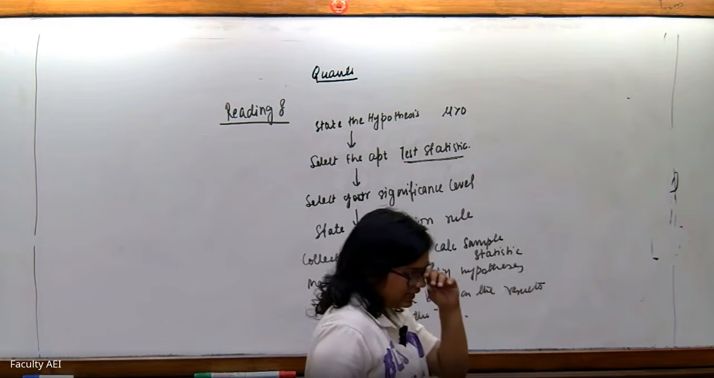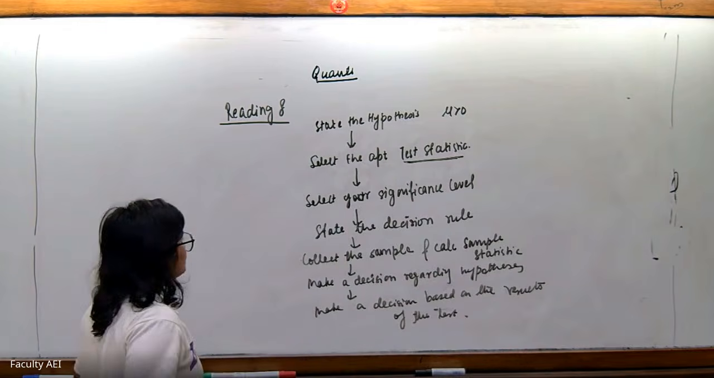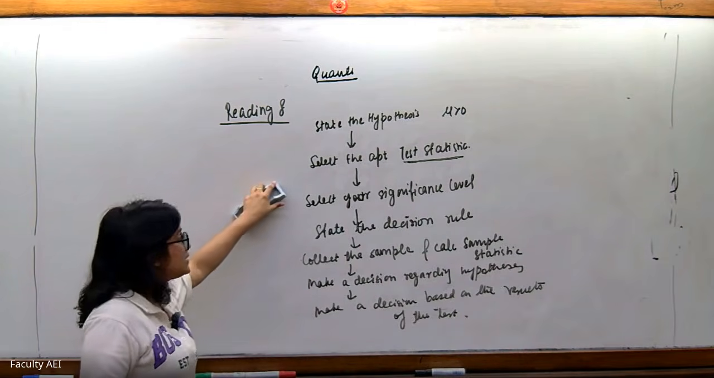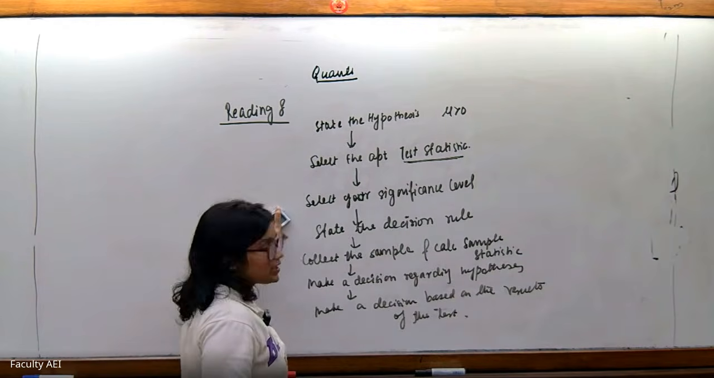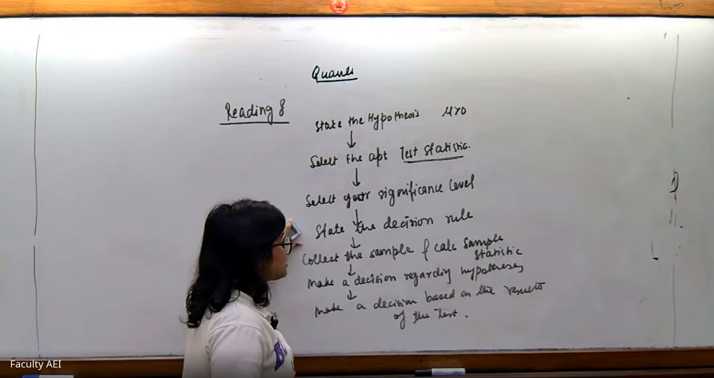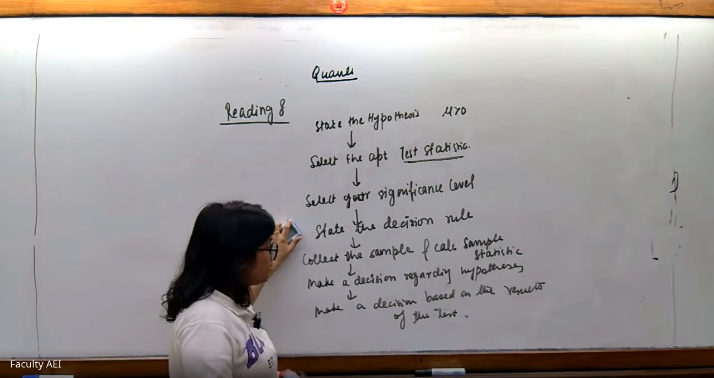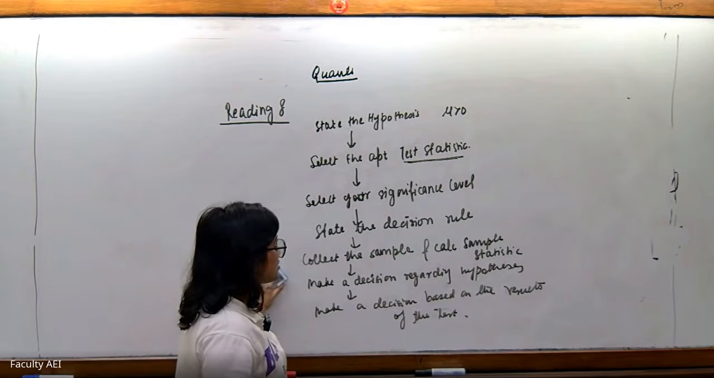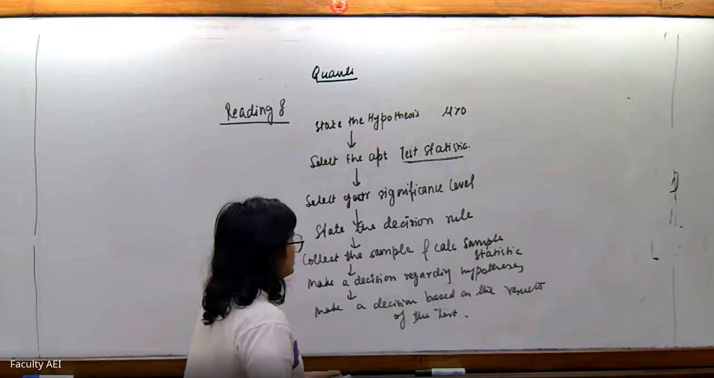So this is the entire process which needs to be followed. You first state the hypothesis, then you state what your appropriate test statistic is, then you select your significance level, then you state your decision rule, collect the sample, calculate the sample statistic, make a decision regarding the hypothesis, and make a decision based on the results of the test.